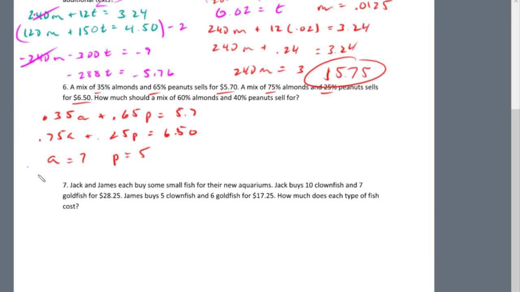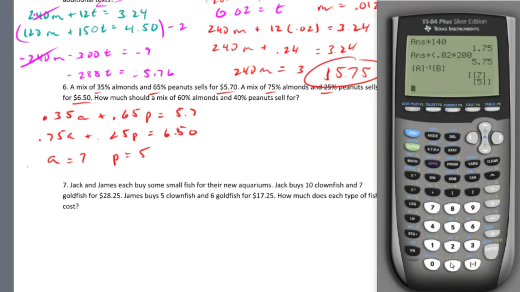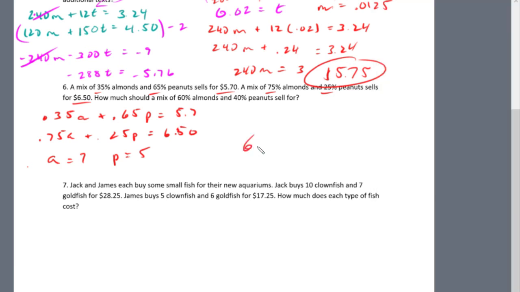A is almond. And then we need to figure out what 0.6 times 7 plus 0.4 times 5 is. 6.2. $6.20. That's what you guys should have gotten.